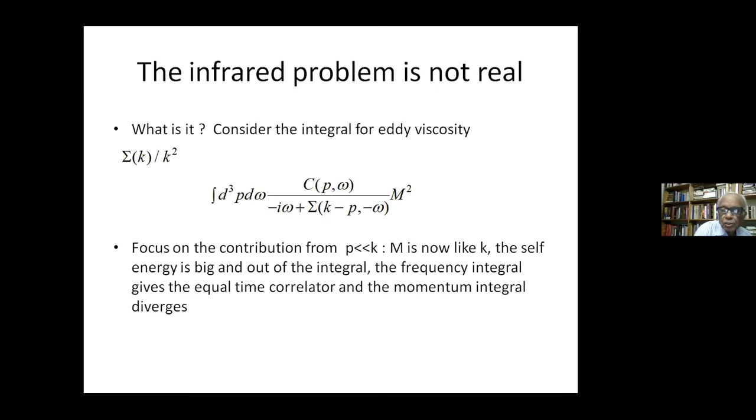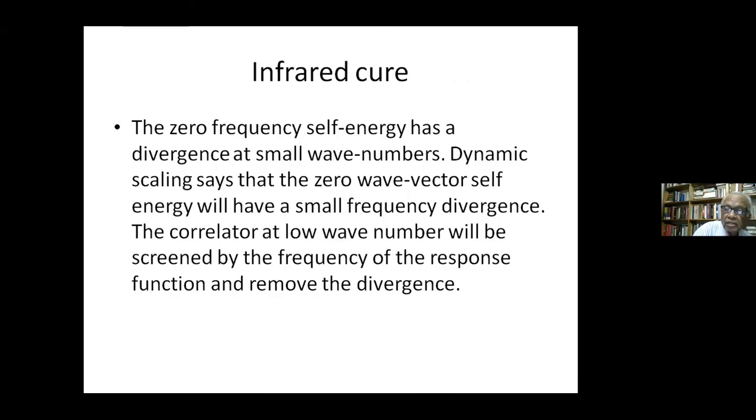There is another issue with this, which is the question of the infrared problem: when p becomes small, there is a divergence in this integral over here. That divergence comes from the part of the integral where k is big and p is small. But this is not real, in the sense that it comes from assuming a Lorentzian structure for the frequency integration.